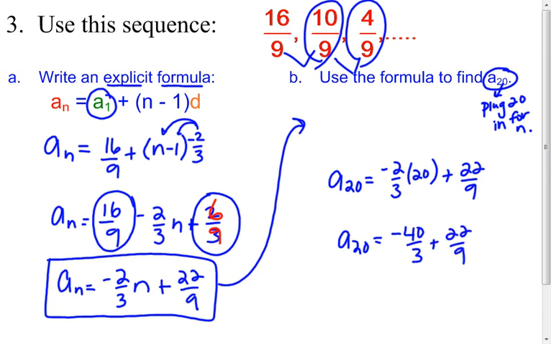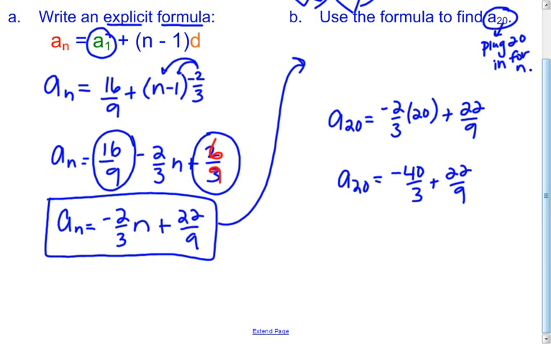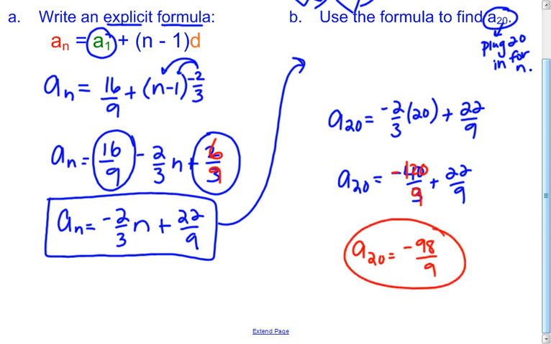Of course you can use your calculator to help you if you want, but I think you'll probably be able to handle this. If you want to get common denominators, then you would change this to be negative 120 over 9, and negative 120 over 9 plus 22 would give you negative 98 over 9. And that does not reduce, okay? Or of course you could have gone to your calculator and typed in negative 40/3 plus 22/9, hit math, enter, and gotten it. But you need to know this.